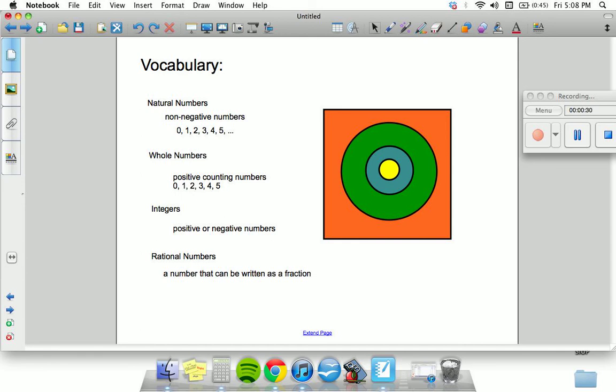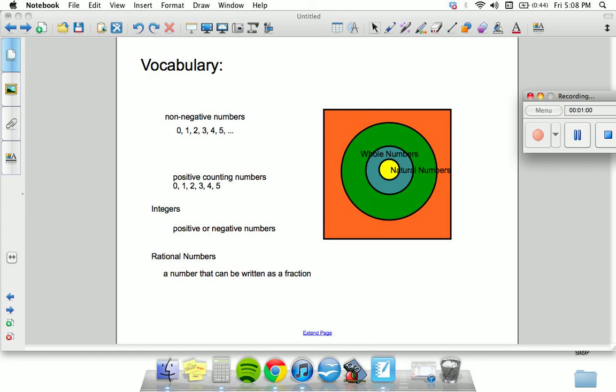So our first type of number today is natural numbers. It includes your non-negative numbers, 1, 2, 3, 4, 5. Next we have whole numbers, and natural numbers is the smallest, most limited type of number. Next we have whole numbers, and whole numbers are your positive counting numbers, 1, 2, 3, 4, 5, and so on.